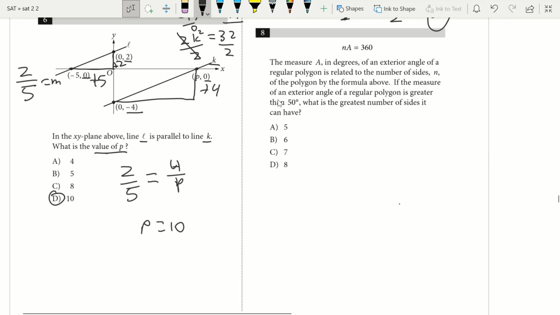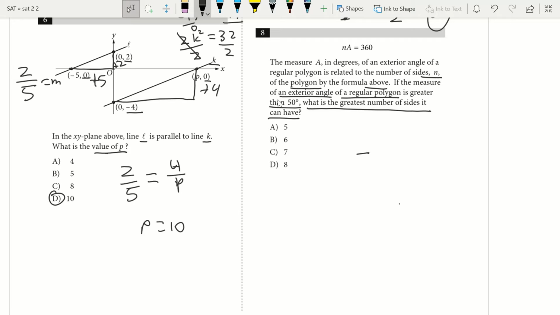The measure A in degrees of an exterior angle of a regular polygon is related to the number of sides n of the polygon by the formula above. If the measure of the exterior angle of a regular polygon is greater than 50 degrees, what is the greatest number of sides it can have? Well, we know n is the number of sides, and we know A is the exterior angle, right?